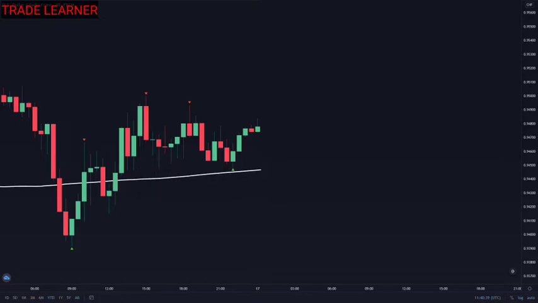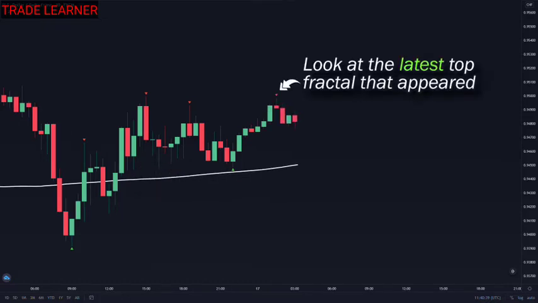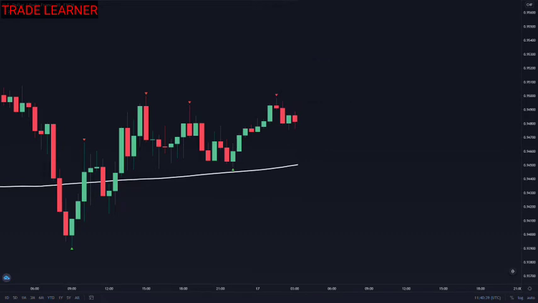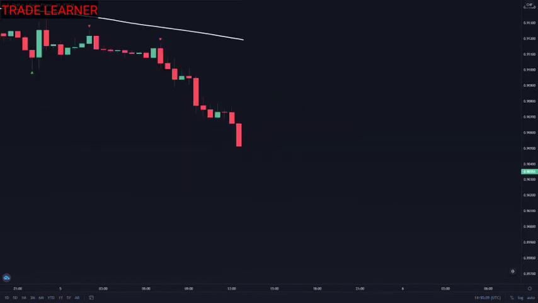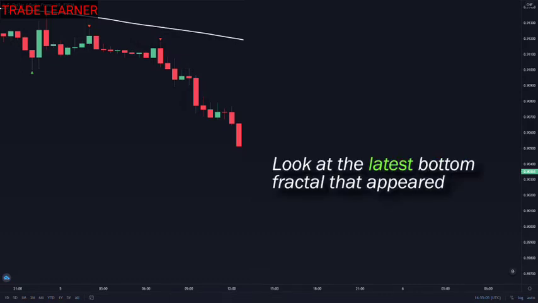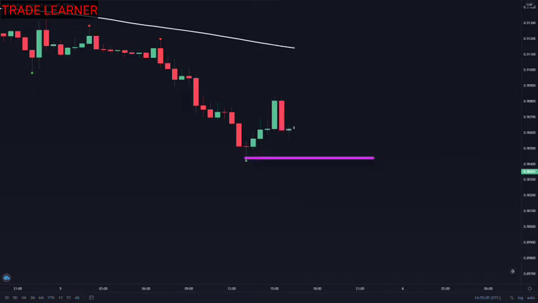Now for this explanation, let's say that the price is above the 200 EMA. So the first step is you want to look at the latest top fractal that appeared. Then, you want to wait for the closing price to break out above that top fractal. Once this happens, you take a buy position. It's the same for sell positions as well. Let's say that the price is below the 200 EMA, meaning you only focus on the bottom fractal. So first, you want to look at the latest bottom fractal that appeared. Then, you wait for the closing price to break out below that bottom fractal. Once this happens, you take a sell position.